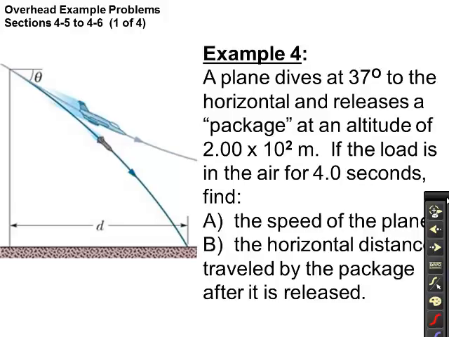A plane dives at 37 degrees to the horizontal and releases a quote-unquote package at an altitude of 200 meters. The load's in the air for 4 seconds. Find the speed of the plane and the horizontal distance traveled by the package after it's released.